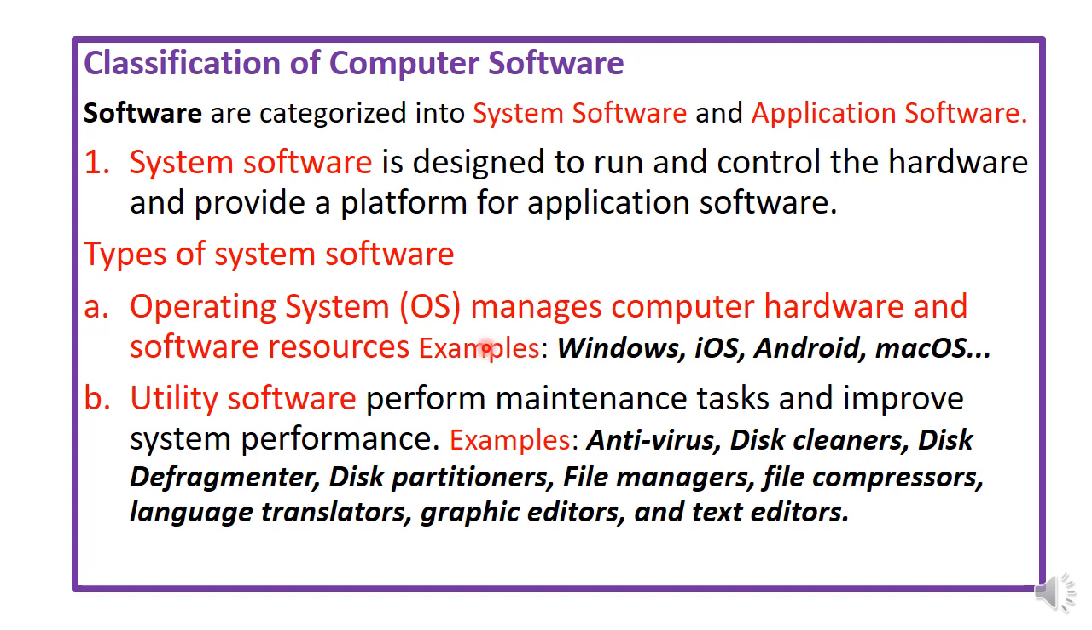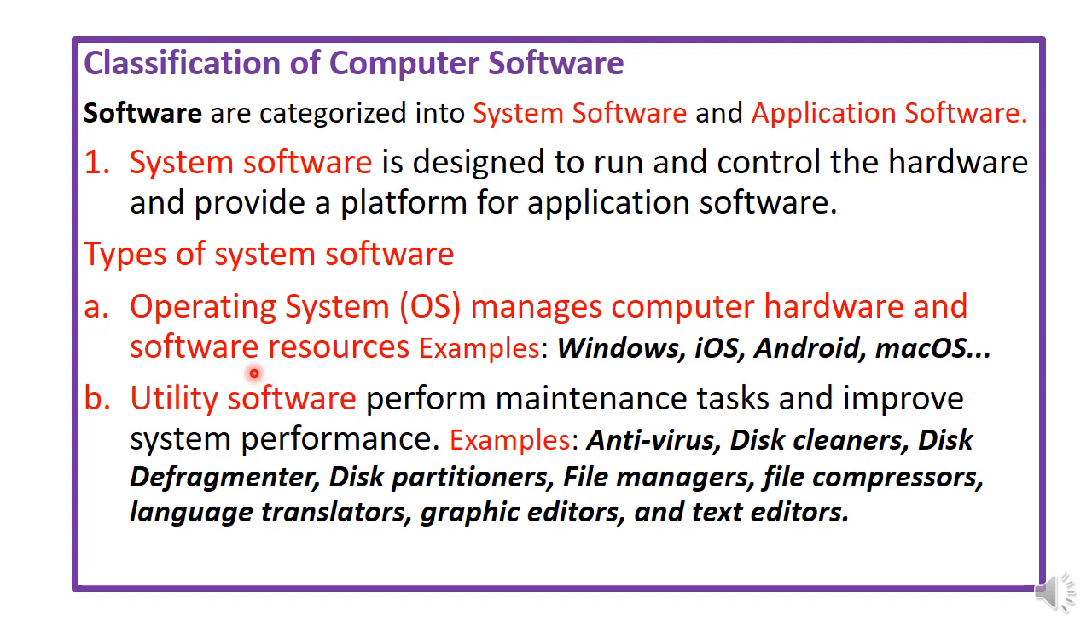The second category of system software is known as utility software. Remember that the computer hardware must be well managed so that it can work smoothly. So what is the target of utility software? Utility software performs maintenance tasks and improves the system performance. So they increase the performance of computer hardware.